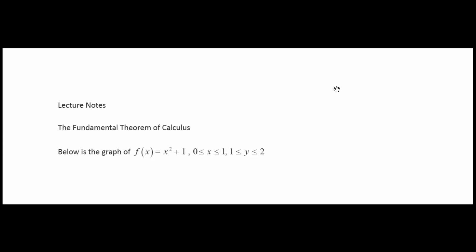This lesson is entitled The Fundamental Theorem of Calculus. Now we're going to start this lesson by looking at a function that you see on the screen, f of x equals x squared plus 1. And we're going to look at the part from x equals 0 to x equals 1. And the range of this function is going to be y equals 1 to y equals 2. So that's the function we've chosen.